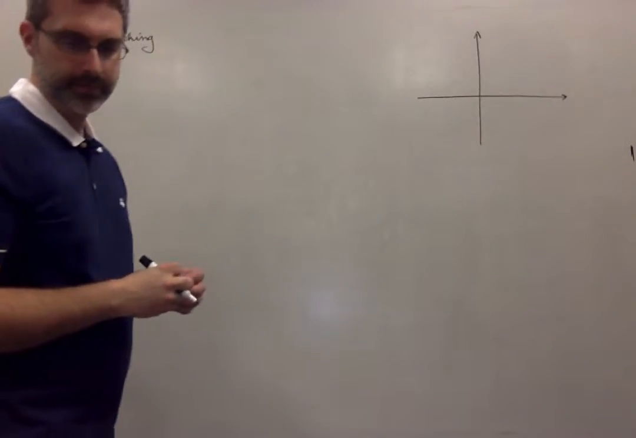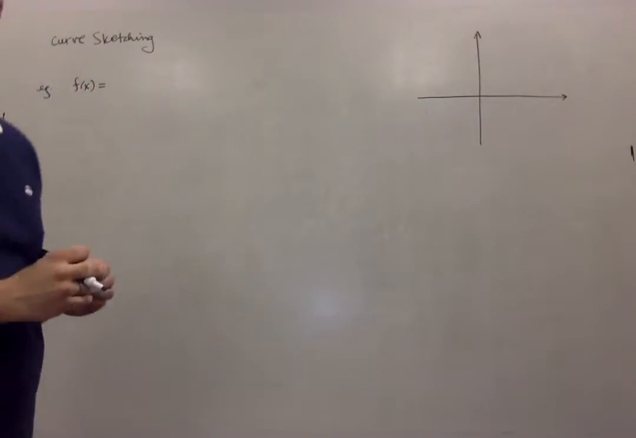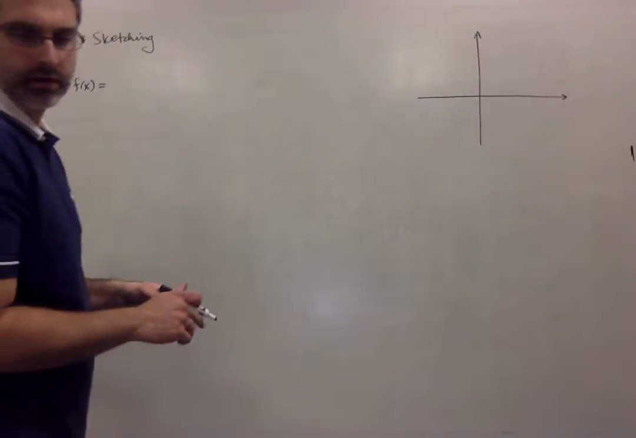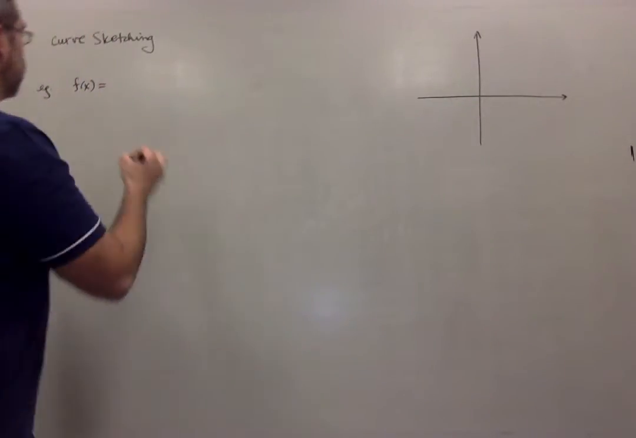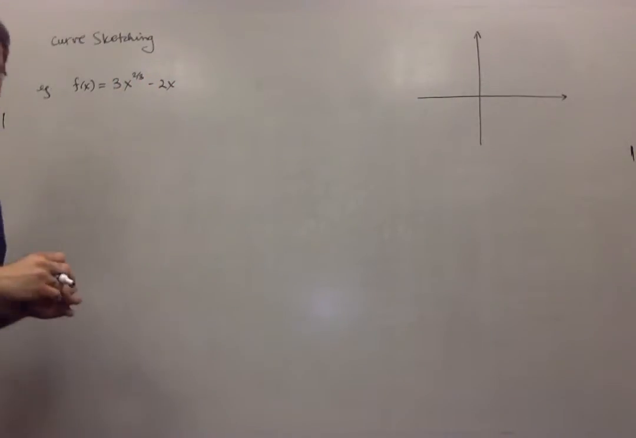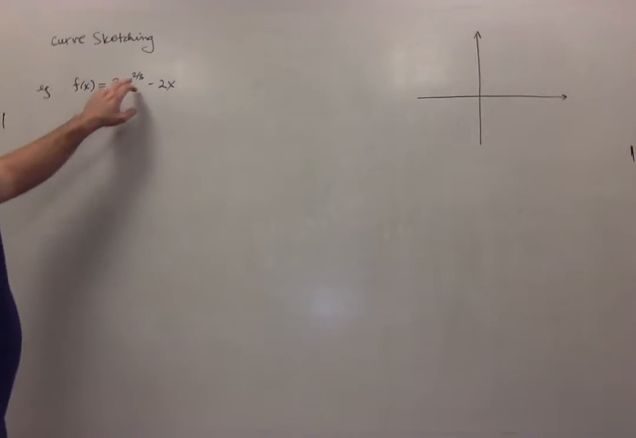Okay, let's try the function. Sorry, hold on 1 second. Let me flip and make sure that I'm doing the one that I wanted to here. Let's do 3 times x to the 2/3 minus 2x. Okay. 3 times x to the 2/3 minus 2x.